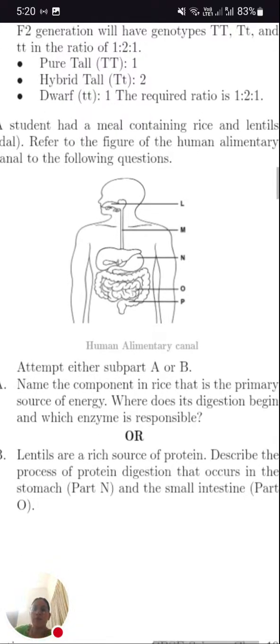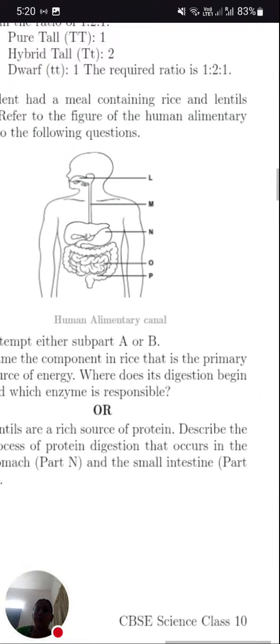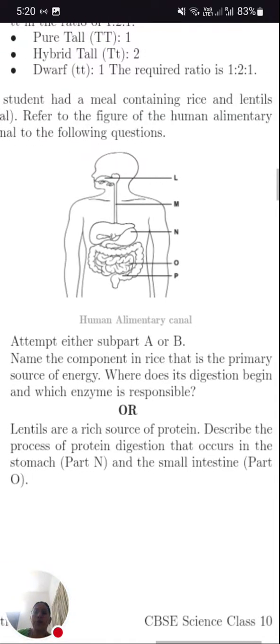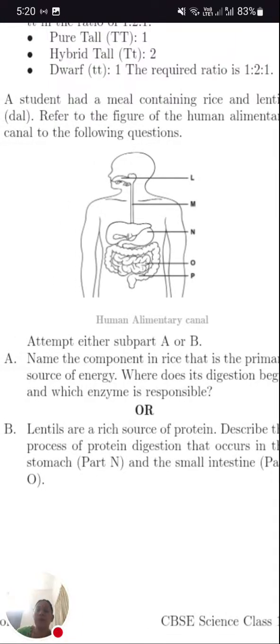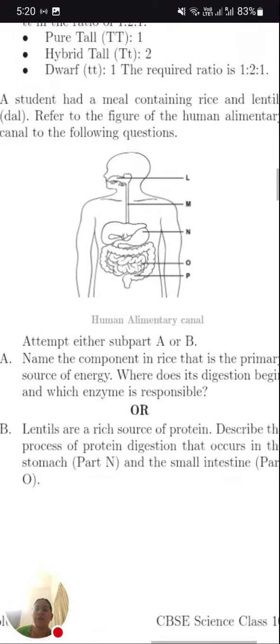Now the next question, lentils are a rich source of protein. Describe the process of protein digestion that occurs in the stomach and small intestine. So in the stomach we are getting three different actions. The first one, the stomach releases HCl, mucus and pepsin. So first one, function of HCl. HCl has got two functions. It makes the medium acidic and kills the germs present in the food.